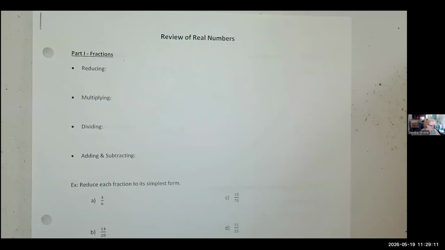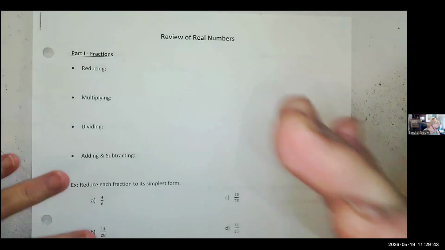Yeah, let's cover our first lecture on review of real numbers. We're going to start with fractions, everyone's favorite subject. All right, there's only a couple of things you can do with fractions. There's four things you can do with fractions. You can reduce them, multiply them, divide them. Okay, five, add and subtract. So I'm going to show you how to do each one of these things. Don't freak out. It just takes practice. Okay, you can do this, I promise.